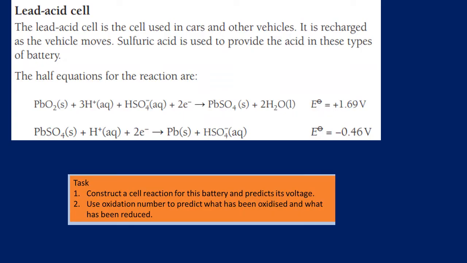Okay, let's look at a lead acid cell then. So again, you don't need to know these equations, you will be given them in the exam. Okay, this is a lead acid cell which is used in cars. You find that a big car battery is a lead acid battery. So here I want you to again look at the cell reaction for the battery, predict the voltage and use oxidation numbers. So pause the video and when you're ready to go over it, unpause it.